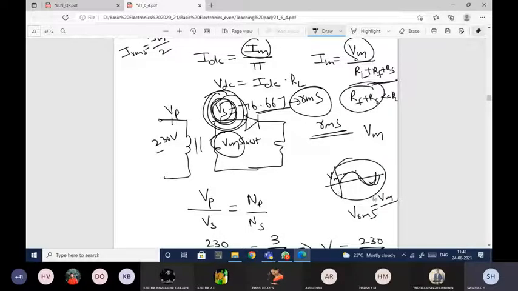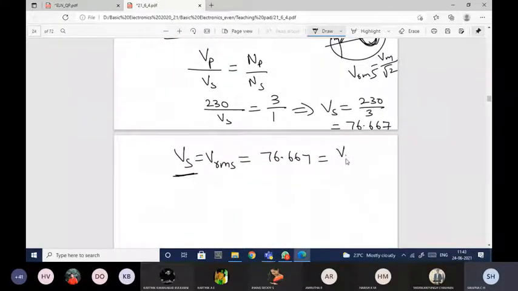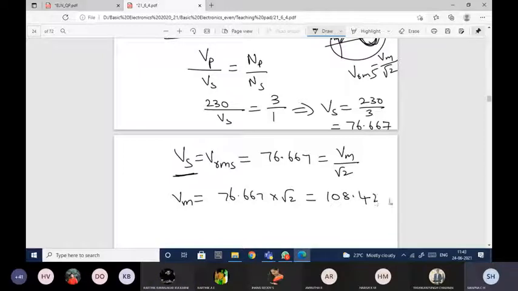In order to find this Vm, I need to know the relationship between RMS voltage and peak voltage. So what is the relationship? That is my question. If you observe, this is a sinusoidal signal. For the sinusoidal signal, how will you calculate the RMS value? Vmax by root 2. Very good. So it is Vm by root 2. From this I will be able to calculate Vm. Vm is nothing but 76.667 into root 2. What is your Vm? 108.42. Okay, so this is Vm.